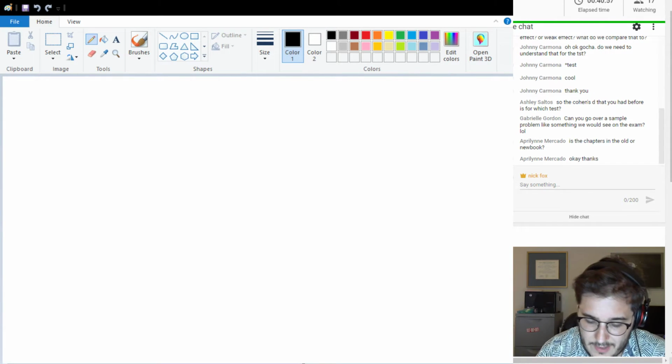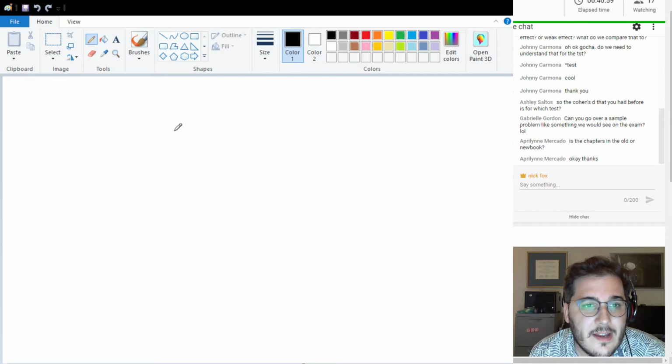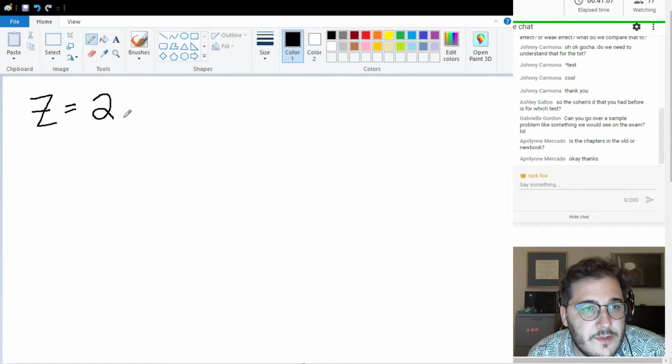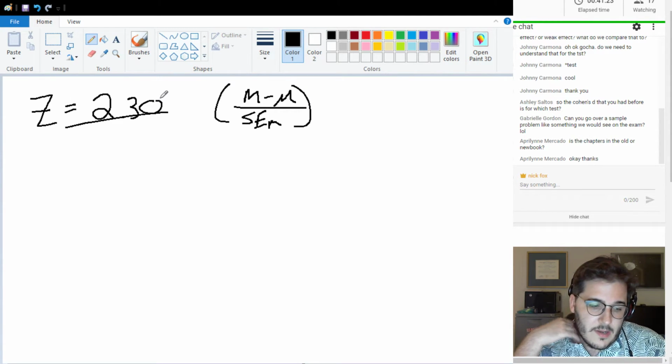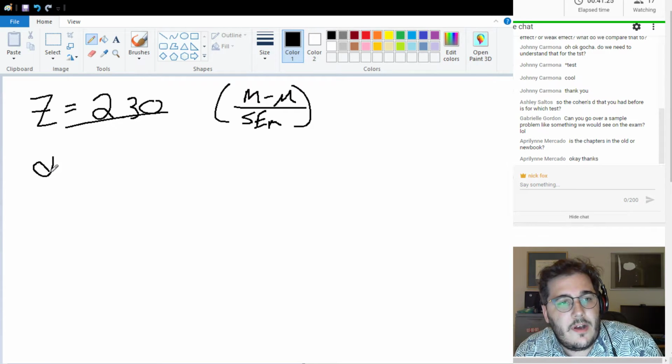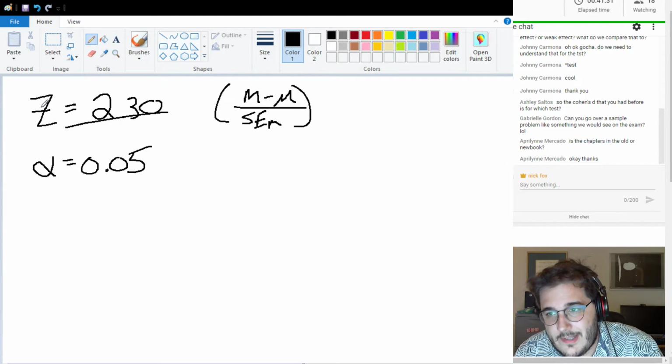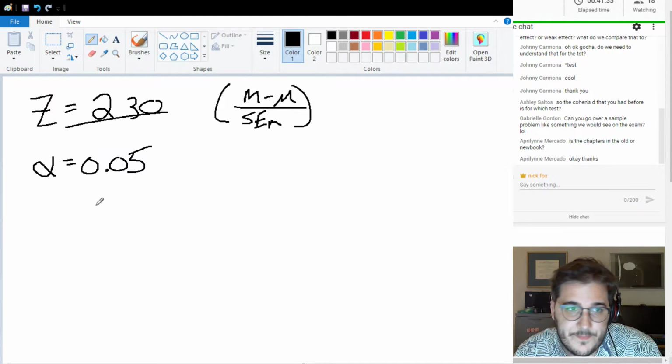So okay, that's alpha. And typically it's at 0.05, which means that, let's say we calculate a z of 2.30 from some test, right? So this is M minus mu divided by SEM. Right, so we get this number. Now, let's say our alpha is 0.05. So we're comfortable with 1 test in every 20 being incorrect.